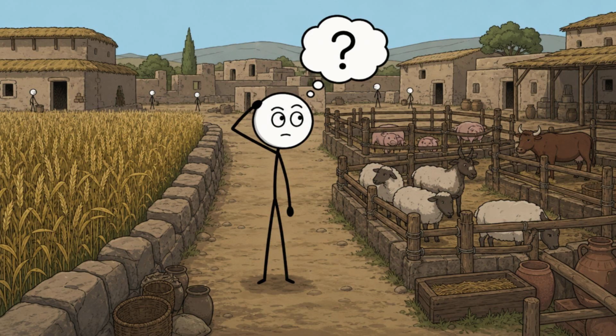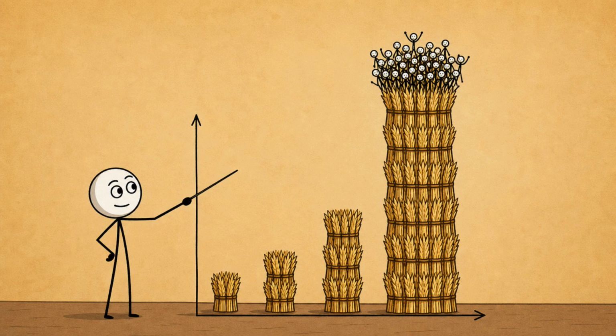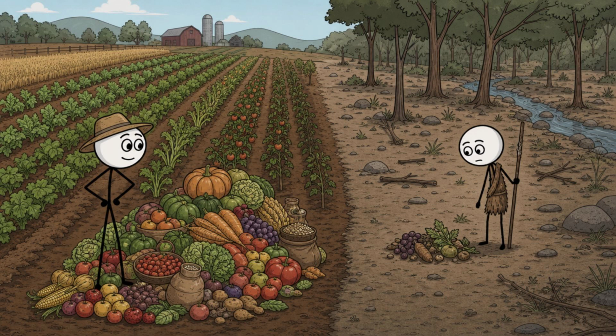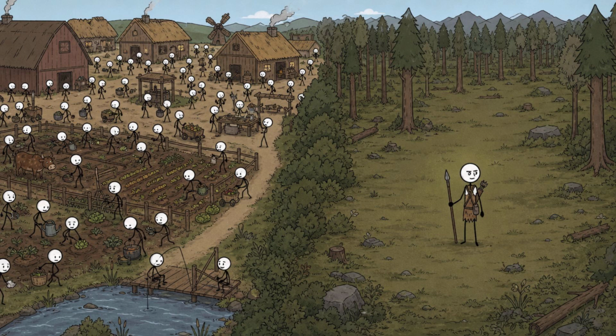So why did people farm at all if it was making them shorter and sicker? The answer is probably numbers. Agriculture supports far higher population densities than hunting and gathering. More food per acre of land means more people can survive in one place. And even if each individual was less healthy on average, the total number of people who could exist went up dramatically.